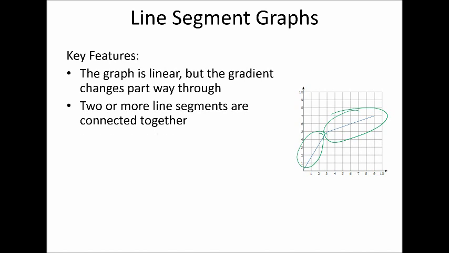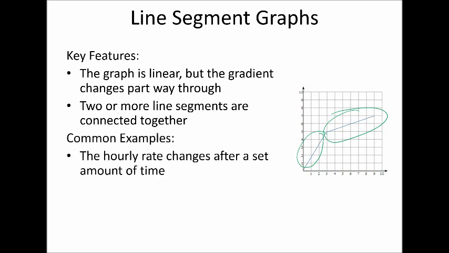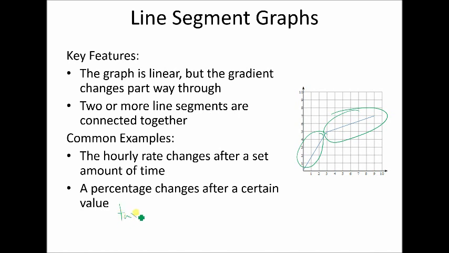Some common examples of this, first of all, charging an hourly rate, where maybe after a certain amount of time, the hourly rate changes. We start paying overtime, for example, if you've worked more than 8 hours in a day. Or a percentage changes after a certain value. This is very common in a couple of places, in tax and in commission. You might pay a certain percent tax on the first $10,000 that you earn, but then as you move up, as you earn more money, on any subsequent money you make, you're going to be paying more tax on that.